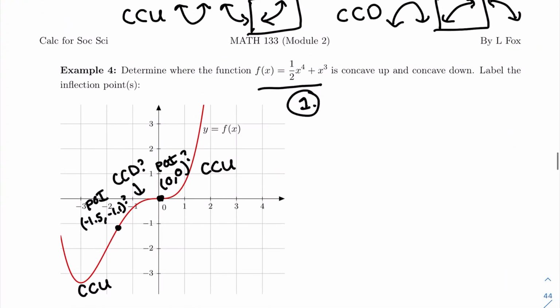So my first step is to take the second derivative and set it equal to 0. So my first derivative, I'm going to bring down the power. Half of 4 is going to be 2x to the third, plus the derivative of x cubed is 3x squared.